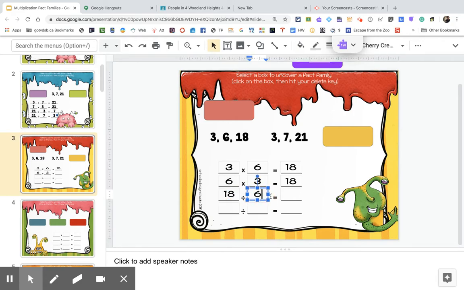18 divided by 6 is 3, and 18 divided by 3 is 6. Whoops. It won't let me type in that box. That's not fun. Yeah, that's a mistake.